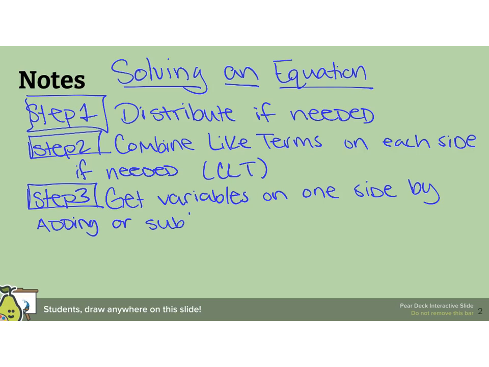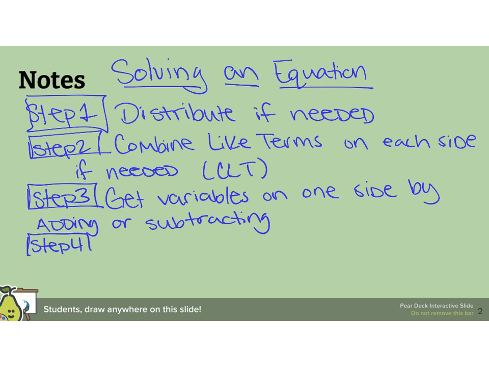Don't worry if these don't make sense yet. They will when I walk through the example. Just get them down. So get all your variables on the same side, and you do that by doing the inverse operation, which will only be addition or subtraction. You will not be multiplying or dividing yet. That's step 3.